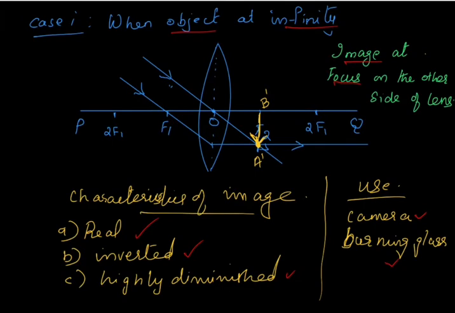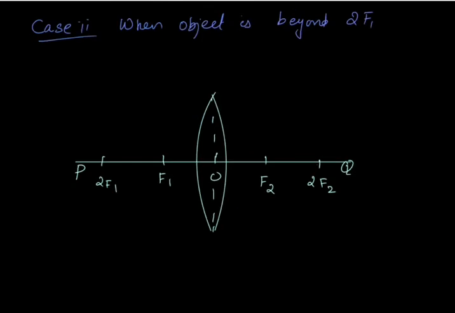Now we will see the second case in which the object is placed beyond 2f. So it is not at infinity, but it is far away from the lens. That's why a position beyond 2f is taken. So here I have shown the primary setup of the lens.